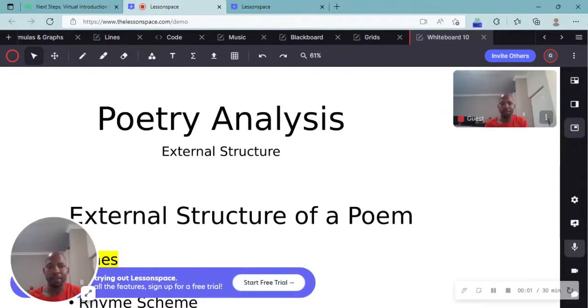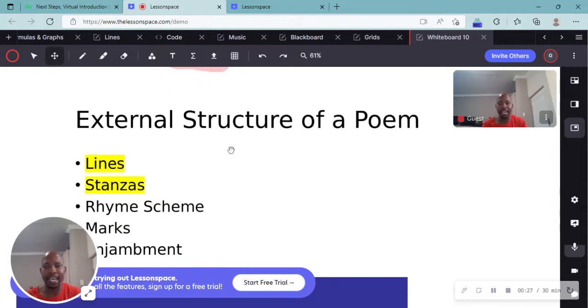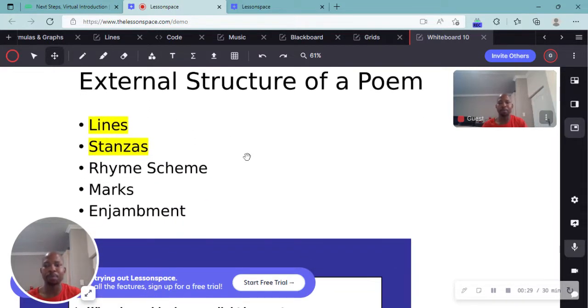Good afternoon, everyone. So, in today's lesson, we are looking at poetry analysis. We'll be analyzing poems once again. In particular, in today's lesson, we are just looking at the external structure of a poem as opposed to the poem's internal structure. Now, what do we focus on when we look at the external structure of a poem?